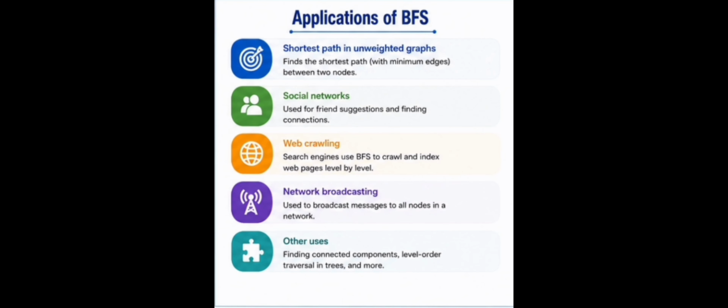Next is the applications of BFS. First one is shortest path in unweighted graphs, like finding the shortest path with minimum edges between two nodes. Then is social networks. It's used for finding connections. And web crawling. Search engines use BFS to crawl and index web pages level by level. Then next is network broadcasting. It's used to broadcast a message to all nodes in a network, and it has many other uses like finding connected components, level order traversal of trees, and so on.